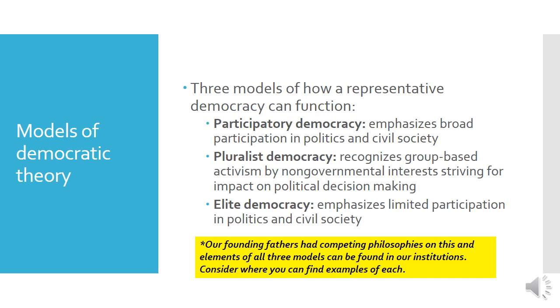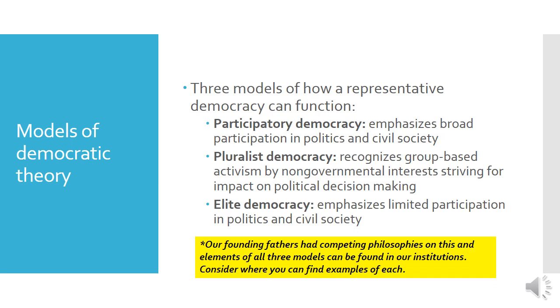So they're pretty simple. Participatory democracy is the idea that institutions of government should be as open and the policymaking process should be as directly related to the will of the people as possible. Pluralist democracy is a little bit more removed from the people, more based on group-based activism by non-government interests, things like political parties and interest groups and things like that, striving for impact on the political decision-making process. And then finally, elite democracy is the furthest removed from the will of the people, most restrictive form of democracy, which emphasizes much more limited participation in politics and civil society.